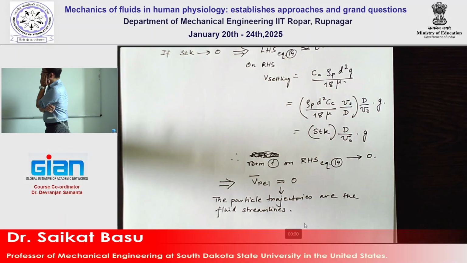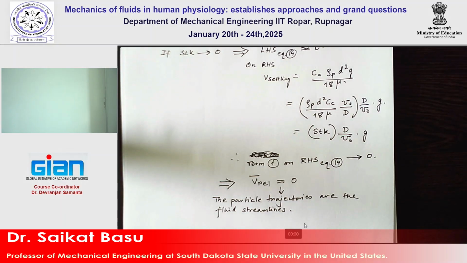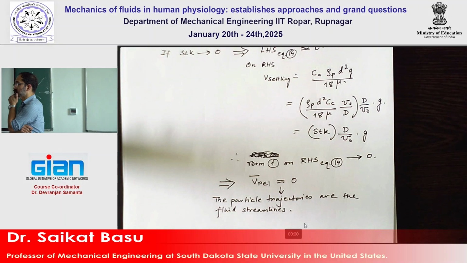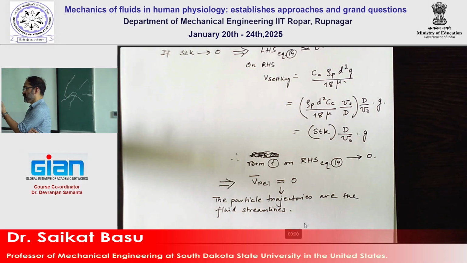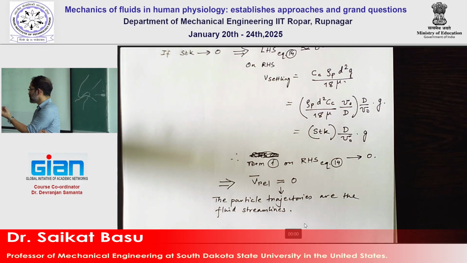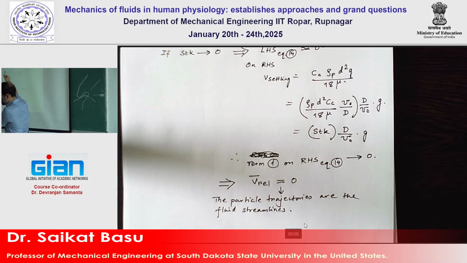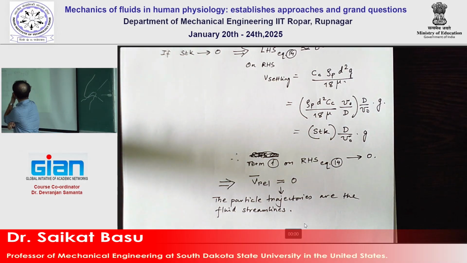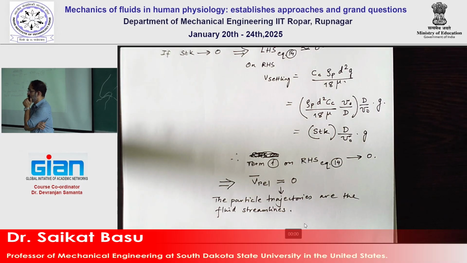So physically, when we try to think about this, what does this mean? If we have a particle with a very low Stokes number, they're going to follow the fluid streamlines, the fluid streamlines on which they were initially embedded. And what are the particles with a very low Stokes number? The Stokes number is dependent on d square. So it's proportional to the square of the diameter.